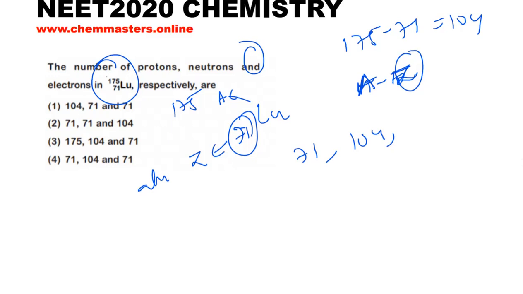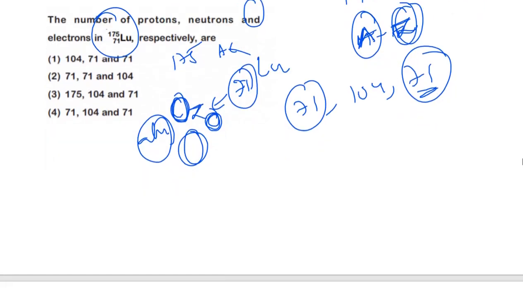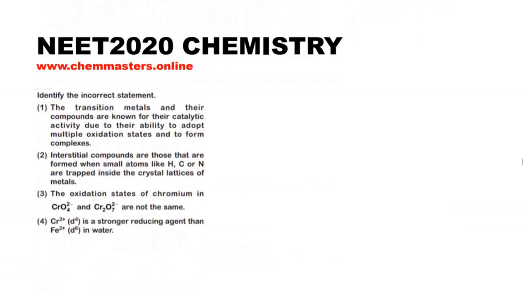And here the next one is number of electrons. So electrons equal the number of protons. That's why it is equal to 71. So the number of protons equals the atomic number of that particular element or atom, and the mass number is represented on the top left, and number of neutrons equals mass number minus atomic number. Right. So 71, 104, 71 is the correct answer.